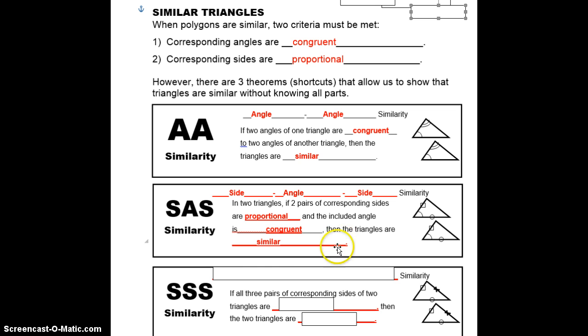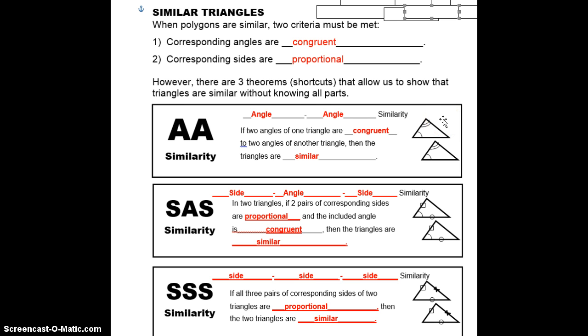And then the third and final one is side, side, side. The side, side, side similarity says, hey, if I know all three sides in one triangle and all three sides in another, I can check. And if those sides are proportional, so if I've got the same ratio going on there, then the two triangles must be similar. Okay, the angles will automatically match up. And that's the way it works.